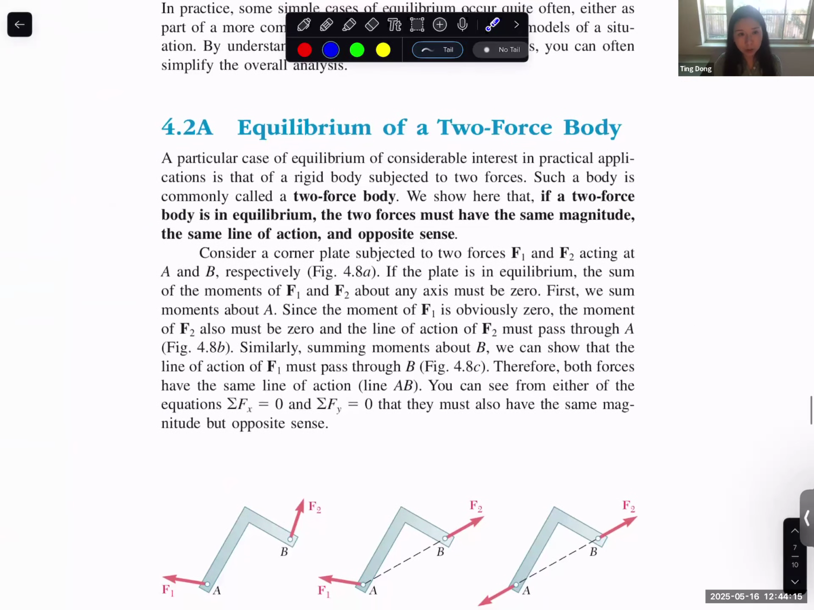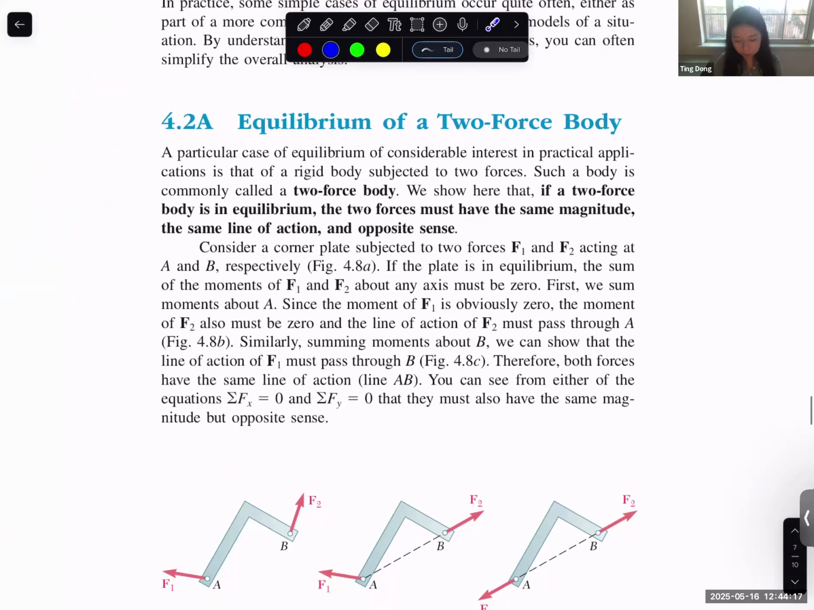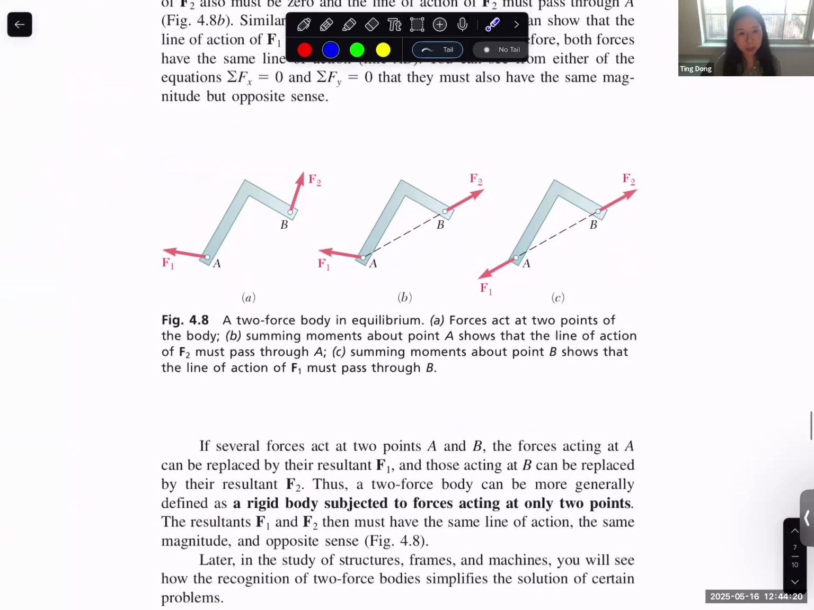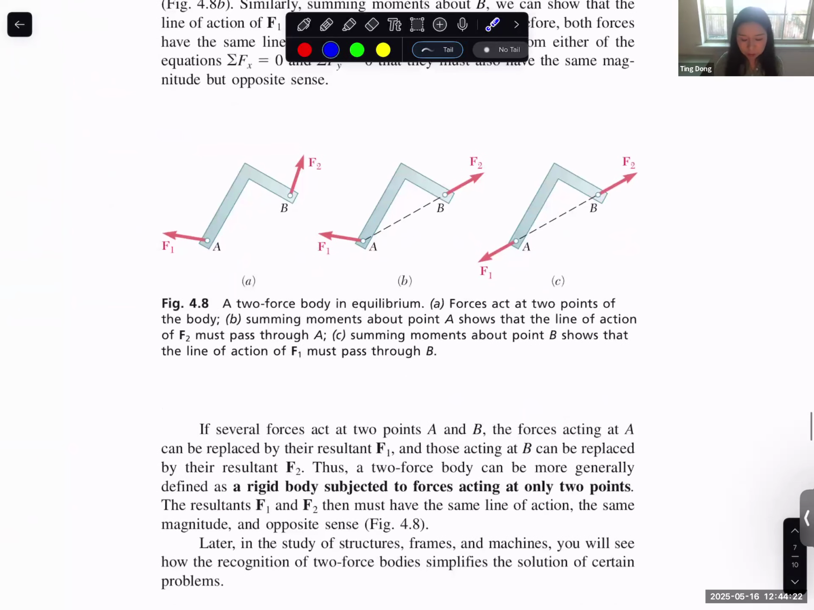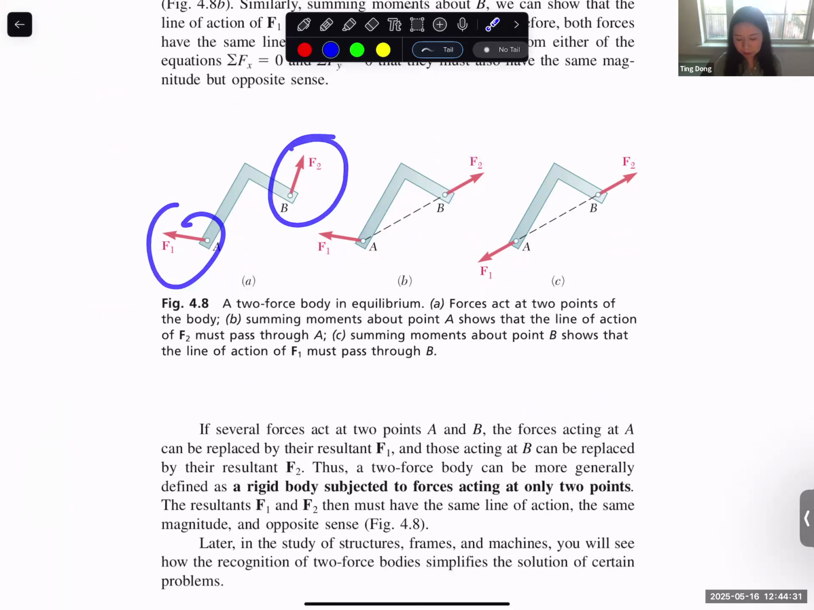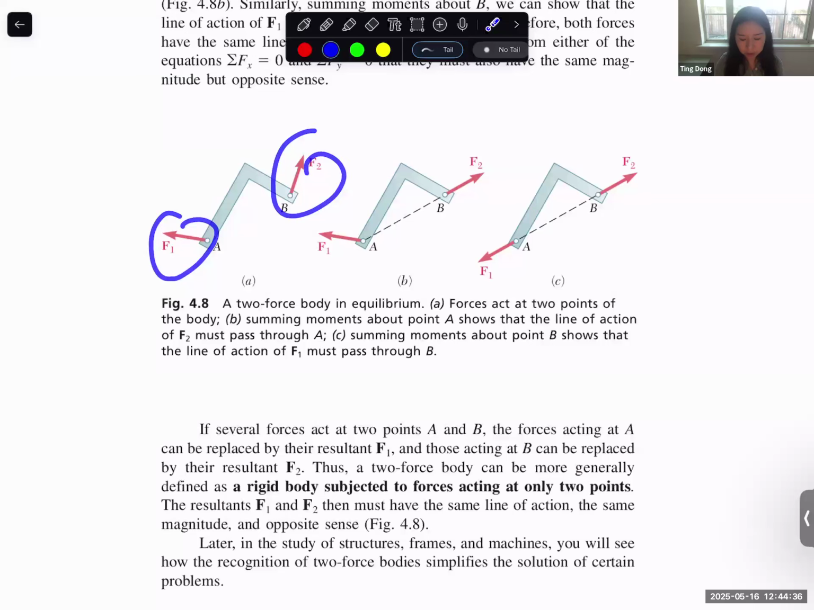I got a question during office hours. They were confused about this part. So this is a screenshot from the textbook that explains it. If it's not, let's say, for example, if it's a situation like this, then it will generate a rotating moment. As long as it's not in the same line of action, it will generate a rotation, and there's no way it can stay in equilibrium. The only way to stay in equilibrium for the two-force member is they have the same magnitude, they're in the same line of action, and they're in the opposite direction.